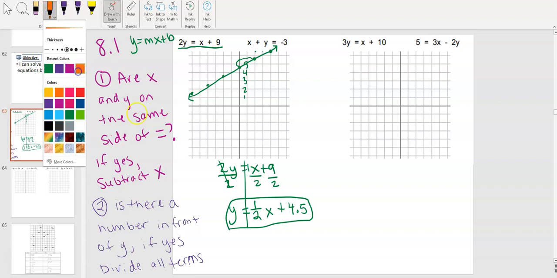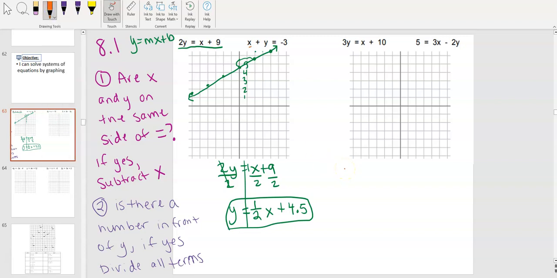So now we're going to switch colors, and we're going to go ahead and do this next equation: x plus y equals -3, okay? So I'm going to ask my first question again. Are x and y on the same side of the equal sign? Yes. So that means I need to subtract x or get rid of x. So I'm going to do that here. That gets rid of x on this side, and I'm left with y equals -x, whoopsie, not plus, -3.